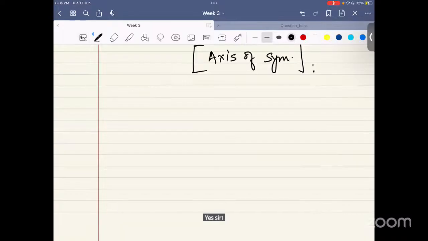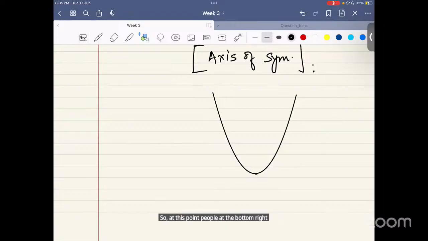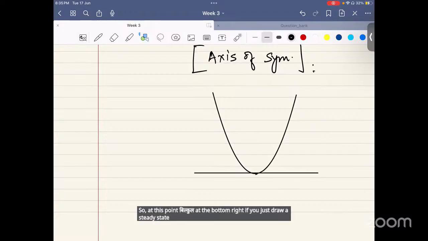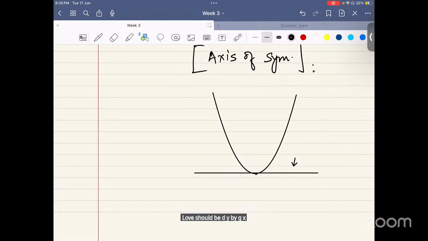Okay. See, if you have a line, right? This was your parabola, right? So at this point, right at the bottom, if you just draw a straight line, what do you think? What is the slope of this line? Slope should be dy by dx, most probably. What is the slope of this line? What is slope? What do you mean by slope?